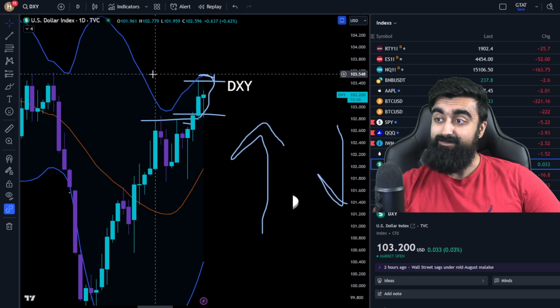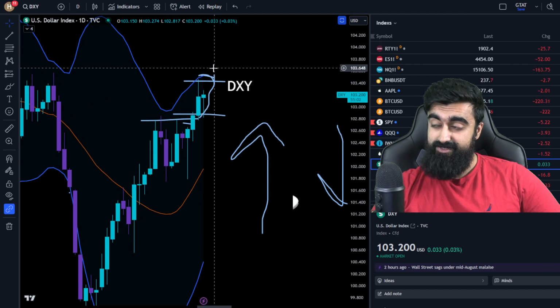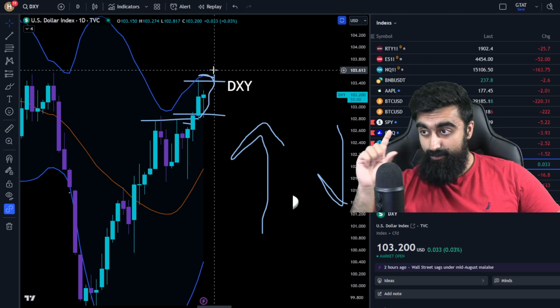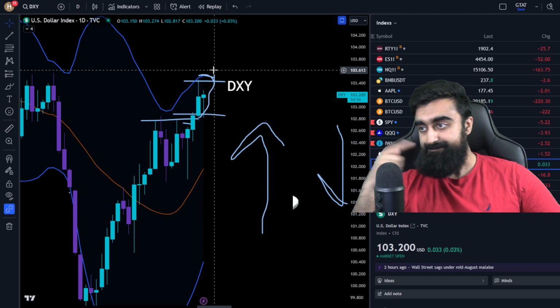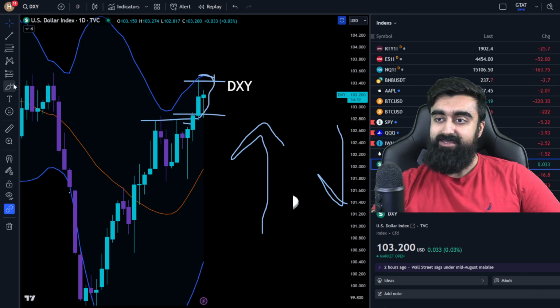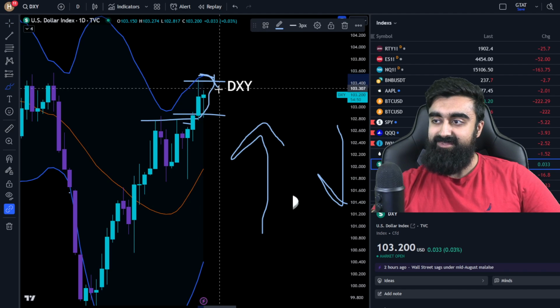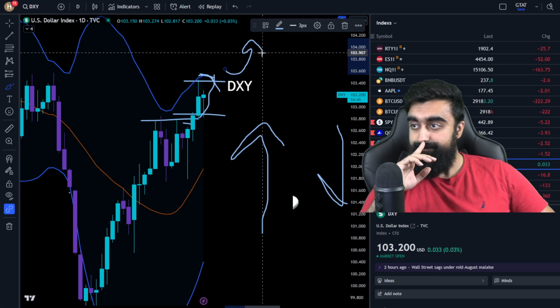So, in my opinion, if the dollar can start to become very overextended to the upside here, that would correlate to around 437, 438 on the SPY. That's where I would like to look for a pullback in the dollar and a bounce in the SPY. All right, so that's that.